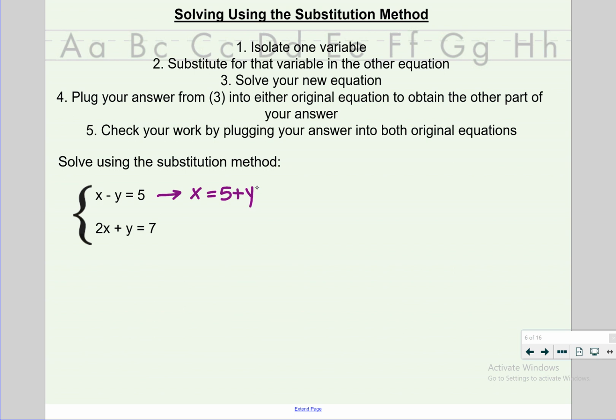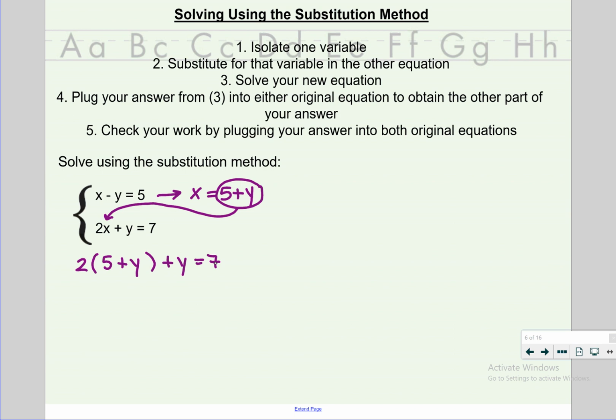Second step is whatever that variable is equal to, in this case 5 plus y, that's telling us that it's the same thing. X is the same thing as 5 plus y. So I can take 5 plus y and replace the x in the other equation with that. So I'm going to take the x out. Make sure you put parentheses anytime you're plugging something in, and replace it with what we know it's equal to. X is the same thing as 5 plus y. Plus y equals 7. Bring everything else down.